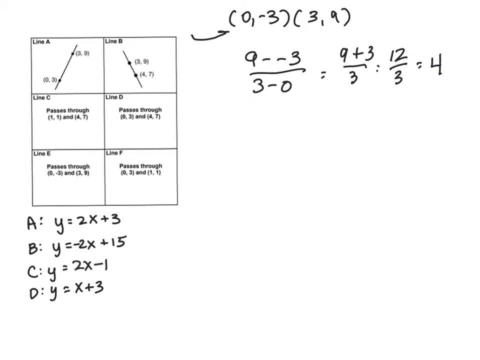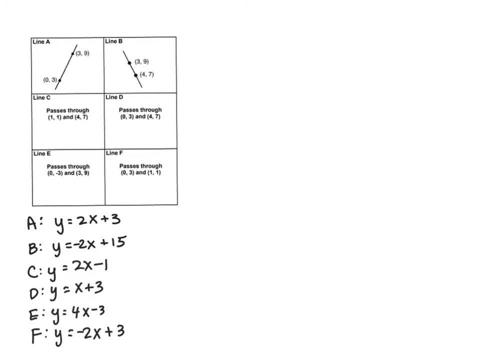And here again, they're giving us our y-intercept. It's negative 3. So the equation for this line is y equals 4x minus 3. 4 was the slope, and negative 3 is the y-intercept. Let's record that over here, and we'll move on to F, my bad.